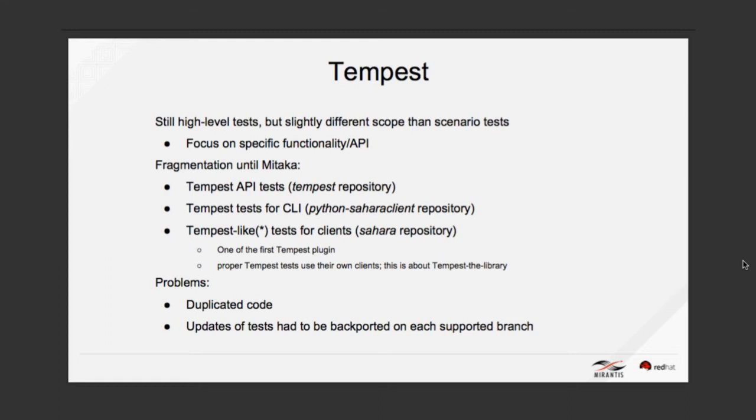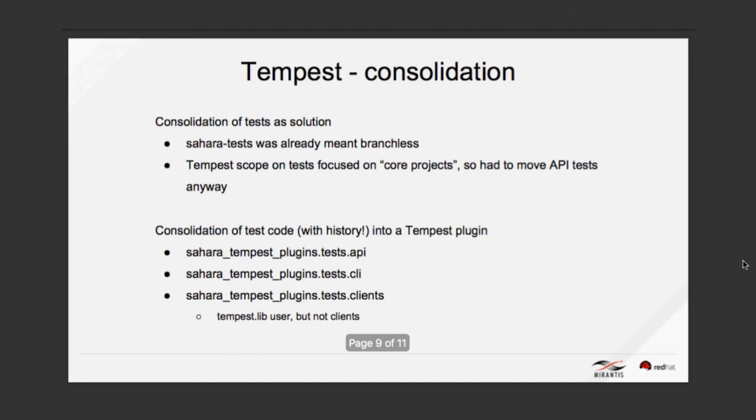We had duplicated code, especially in the base classes, in the definition of templates used to test with different plugins on one side. On the other side, of course, having tests in the repository with branches meant that we had to backport changes to tests in all supported branches. And this last point is, for example, one of the reasons why Tempest moved to a branchless repository, and so we went for the same solution.